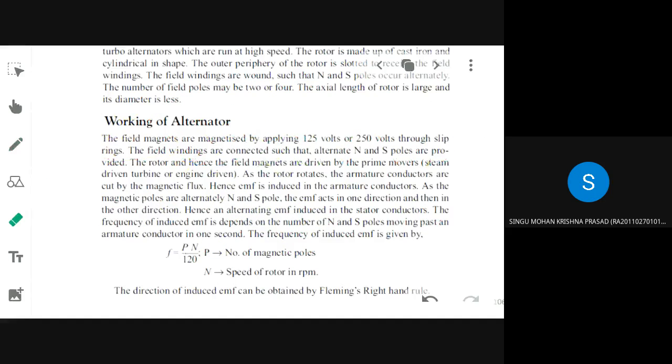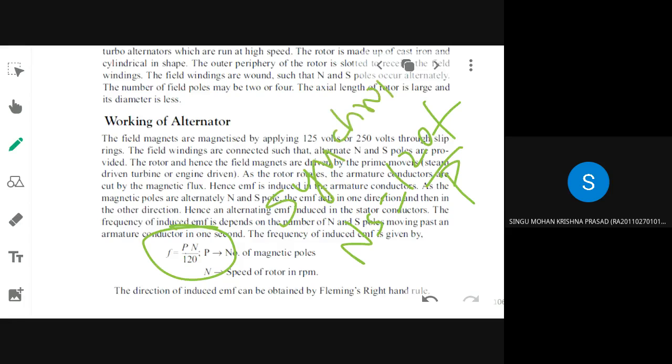One more important thing to discuss, synchronous speed. Synchronous speed is given by 120 F by P. Always synchronous machines will be running only at one speed. It will never run at any other speed. What is the name of the speed? That is why those machines are called synchronous machines. They will always be running at synchronous speed. The name is given to them because they will be running only at this speed.